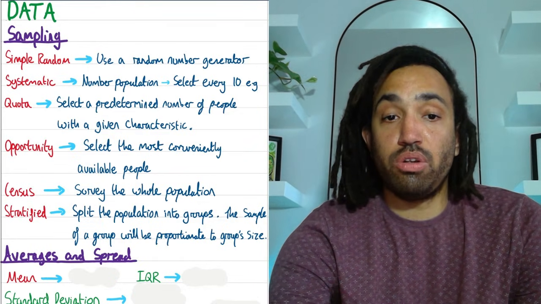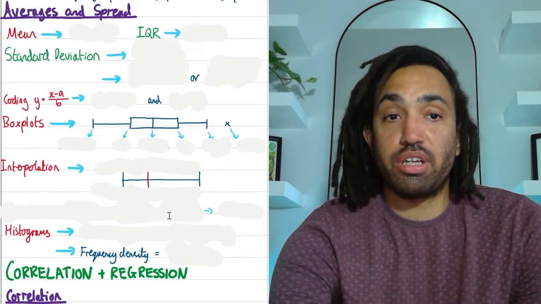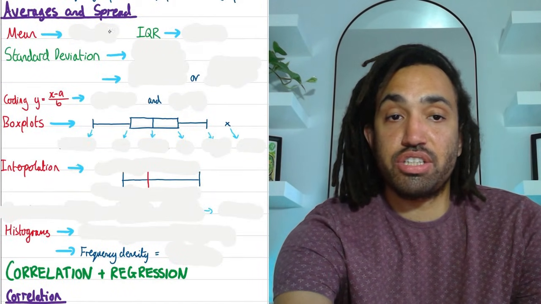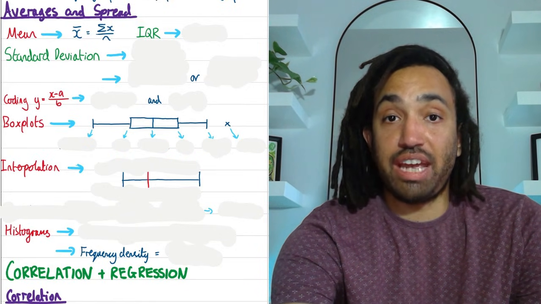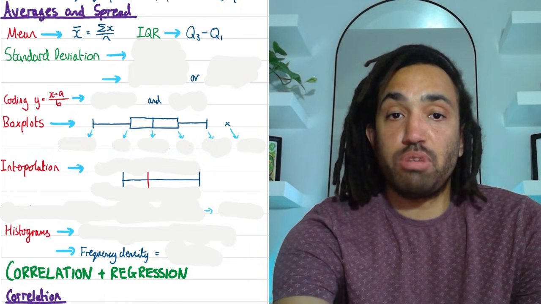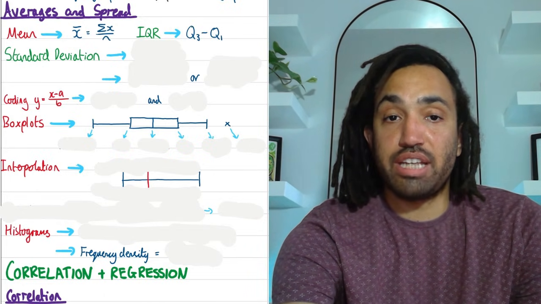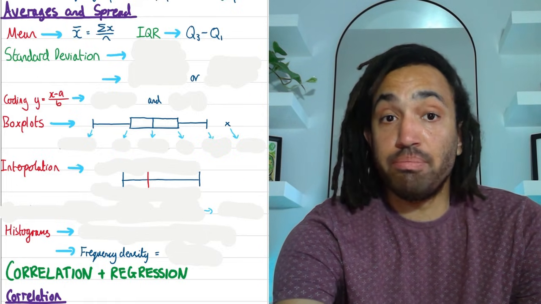Okay, moving on, we're going to go down to averages and spread, and we're going to look at the mean. So the mean is just simply x bar, which is the sum of the x's over n. The interquartile range is given in your formula booklet, but I'm sure you know this already. It's the upper quartile minus the lower quartile, or Q3 minus Q1.